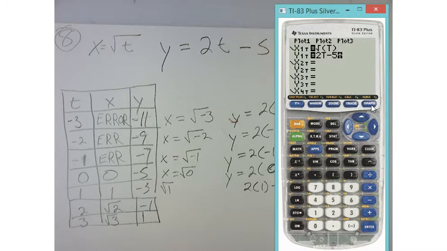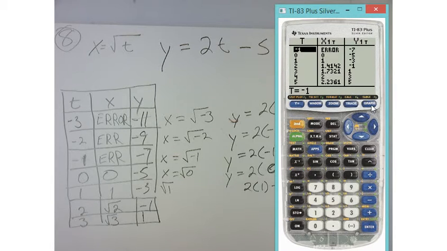Now when I look at the table of values, if I scroll up or down, I get all these errors, right? So when t equals -3, I don't get an x value, but my y value is -11. When t equals -2, again I get an error for x, but -9 is defined for y. And so I don't start to get a value for both x and y until t equals 0, because we can only take a square root of a non-negative number.